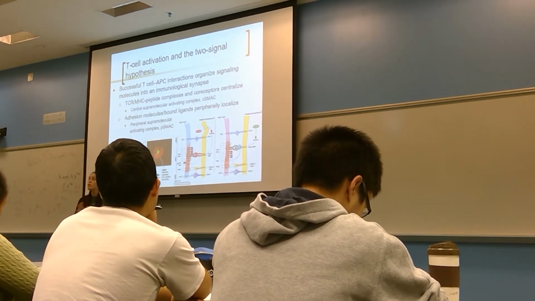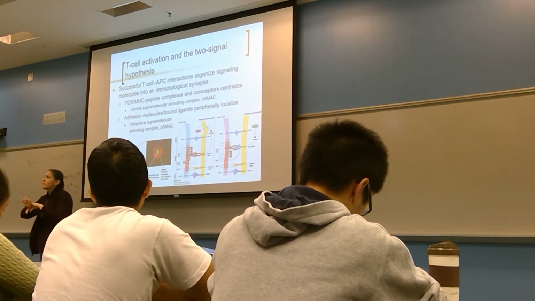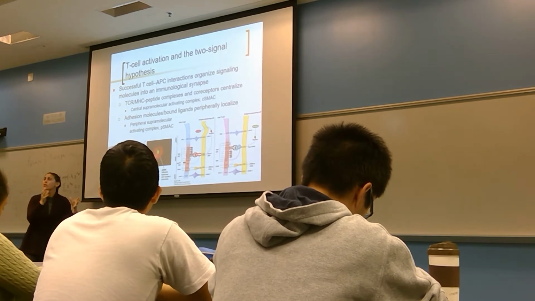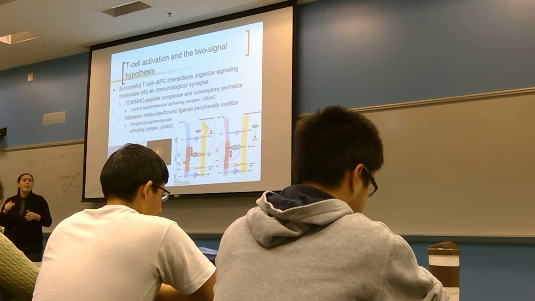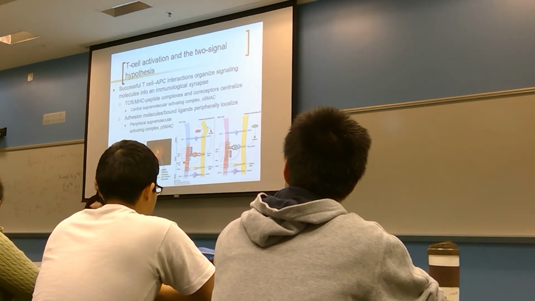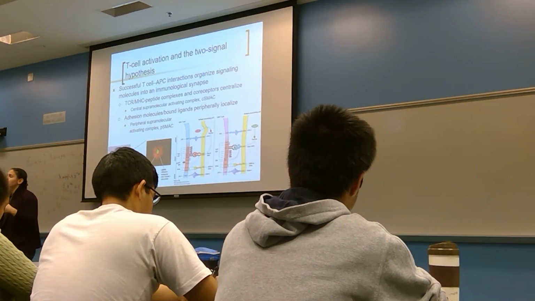That's what happens. But if you were to look at this when there's no binding, you would see that the TCR is spread out and the adhesion molecules are more closely clustered together. This is going to happen for a CD4 or a CD8 T cell. It doesn't matter which type of T cell you're talking about, they're both going to do the same thing.